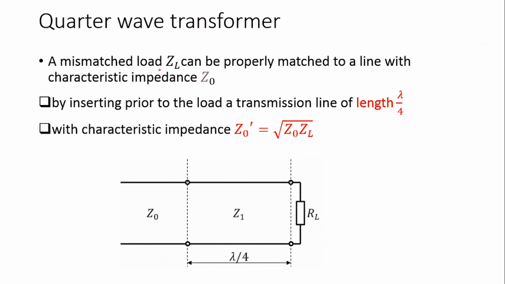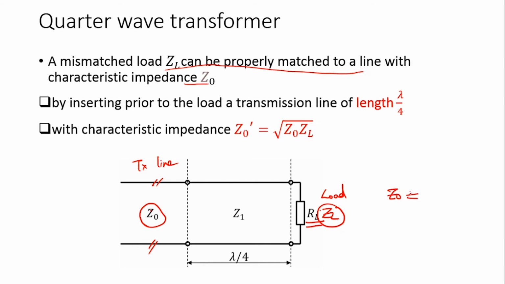A mismatched load ZL can be properly matched to a line with characteristic impedance Z0. So this is the transmission line with characteristic impedance Z0, and this we can write as ZL. This is the load. So here there is no match, right? It is Z0 and here it is ZL, so Z0 not equal to ZL.